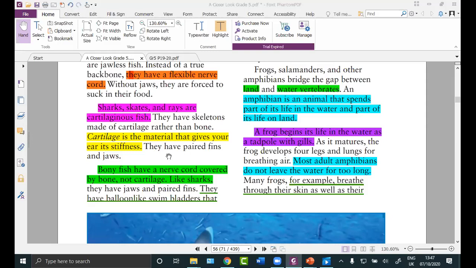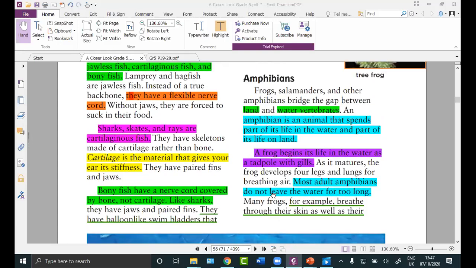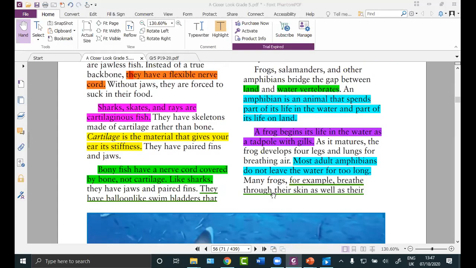Ahmed Nada. Bony fish have a skeleton covered by bone, not cartilage like sharks. They have jaws and paired fins. They also have a balloon-like swim bladder that allows them to easily go up or down in water. Bony fish also have moving flaps that push water into their gills. This allows them to get oxygen while not moving in the water. Swordfish, tuna, and clownfish are bony fish.